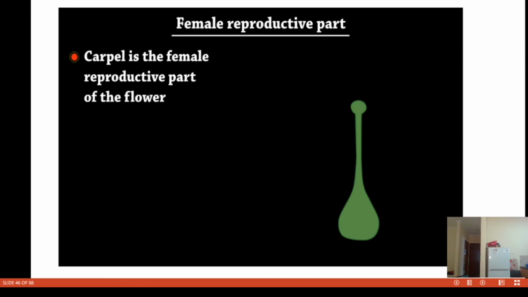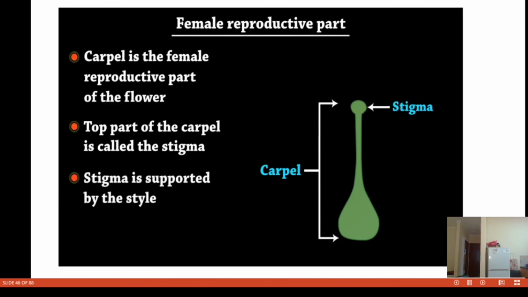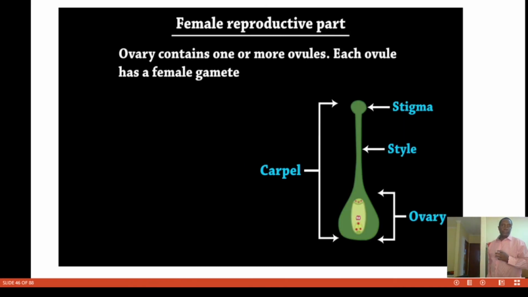Carpel is the female reproductive part of the flower. Top part of the carpel is called the stigma. Stigma is supported by the style. Base part of the carpel is the ovary. Ovary contains 1 or more ovules. Each ovule has a female gamete.